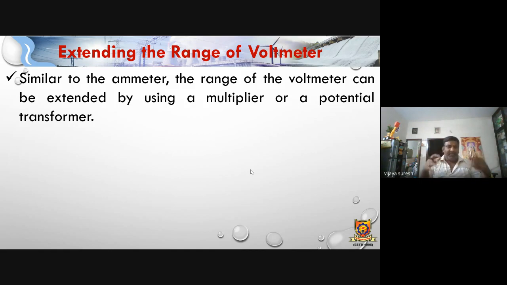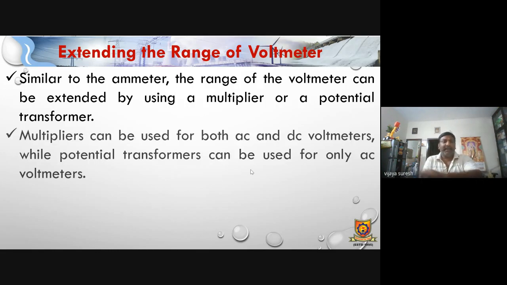So the multiplier is the topic we are discussing right now, and about the potential transformer we are going to discuss in detail in the second chapter. So current transformer and potential transformer, these two topics we are going to discuss in the second chapter. So we are discussing only up to the multiplier range. Multipliers can be used for both AC and DC voltmeters, while the potential transformers can be used only for AC voltmeters, because it's a transformer, it works only for AC supply.